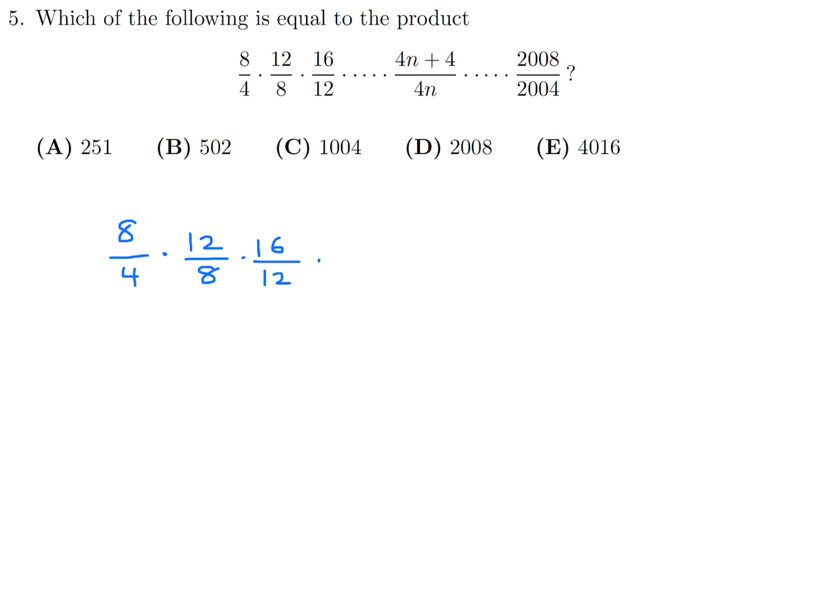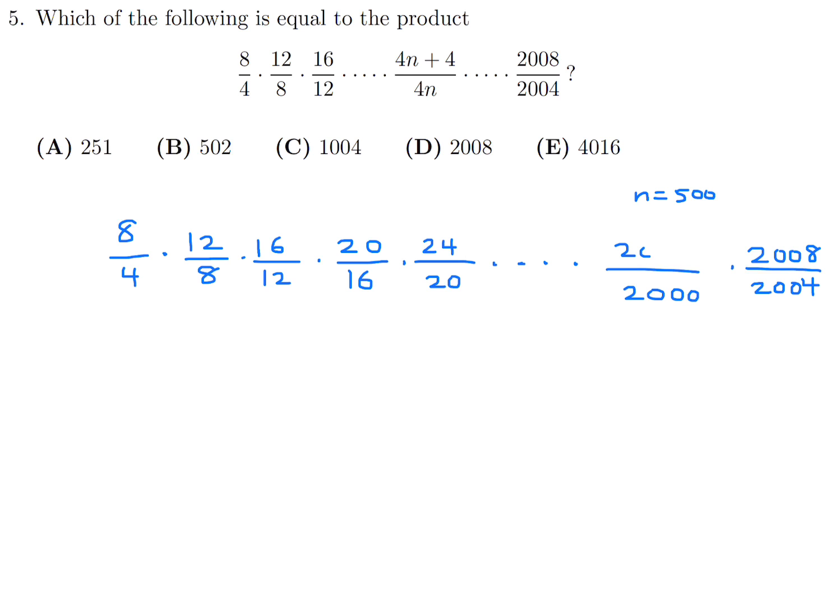For n equals 4, this would become 20 over 16. For n equals 5, it would become 4 times 5, which is 20, 24 if you add the 4. And then I'll just do the last one. Well, actually, the second last one, the last one they give you. The last one was when n is equal to 2004 divided by 4, which is 501. So the second last one would be n equals 500. And that would give you a denominator of 2000 exactly, and the numerator would be 2004.